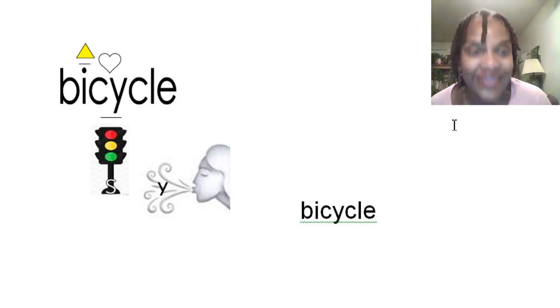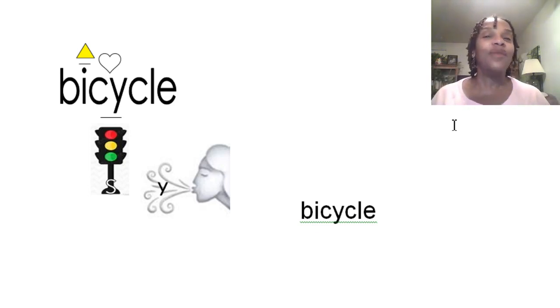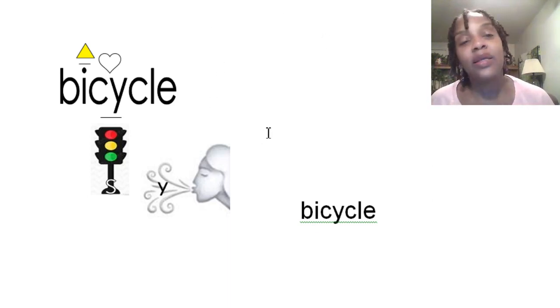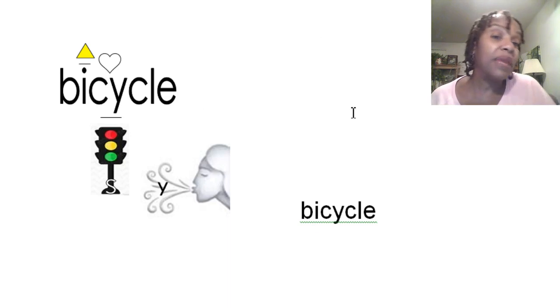Bicycle, right? Bicycle. Good job, right? Do you have a bicycle? If you do, what color is it? And if you don't, what color bicycle would you like to have if you had a bike? Bicycle. Good. Big ups.